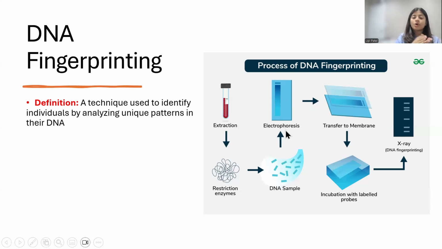Those bands will be transferred onto a separate membrane. Once you have transferred it onto a membrane, you label it with a probe, which will detect the exact position of the bands. And when you observe that membrane under an X-ray, you will have the DNA fingerprint ready for that particular person.